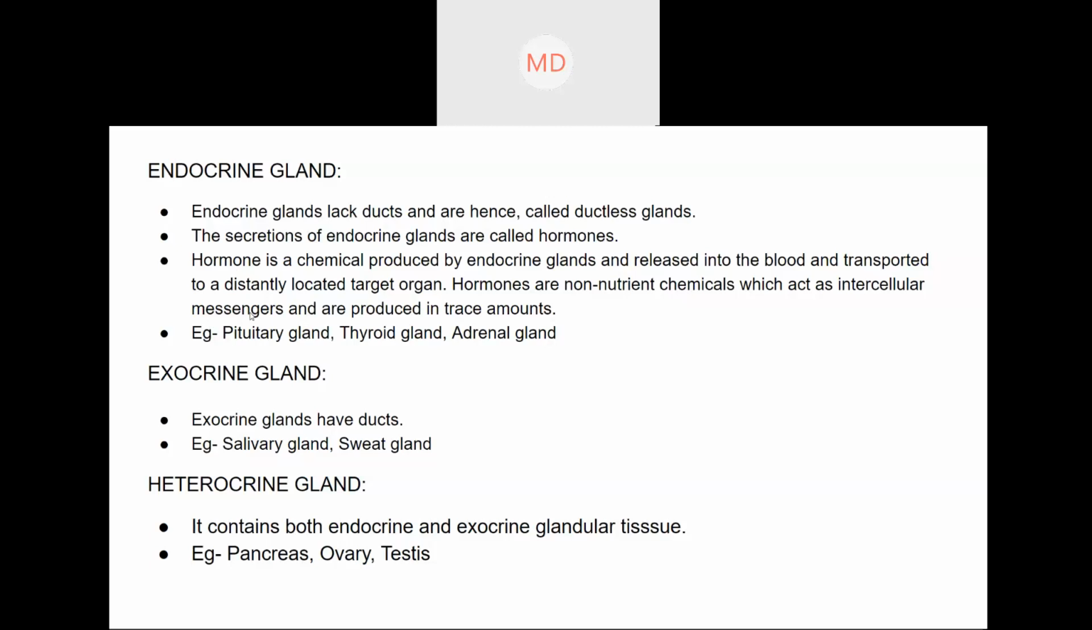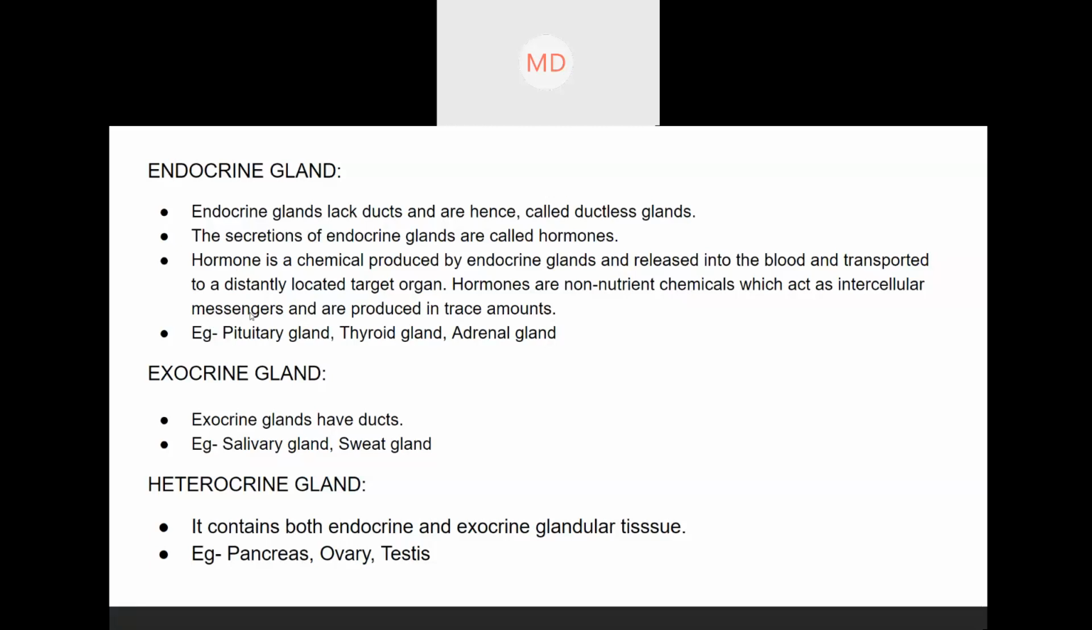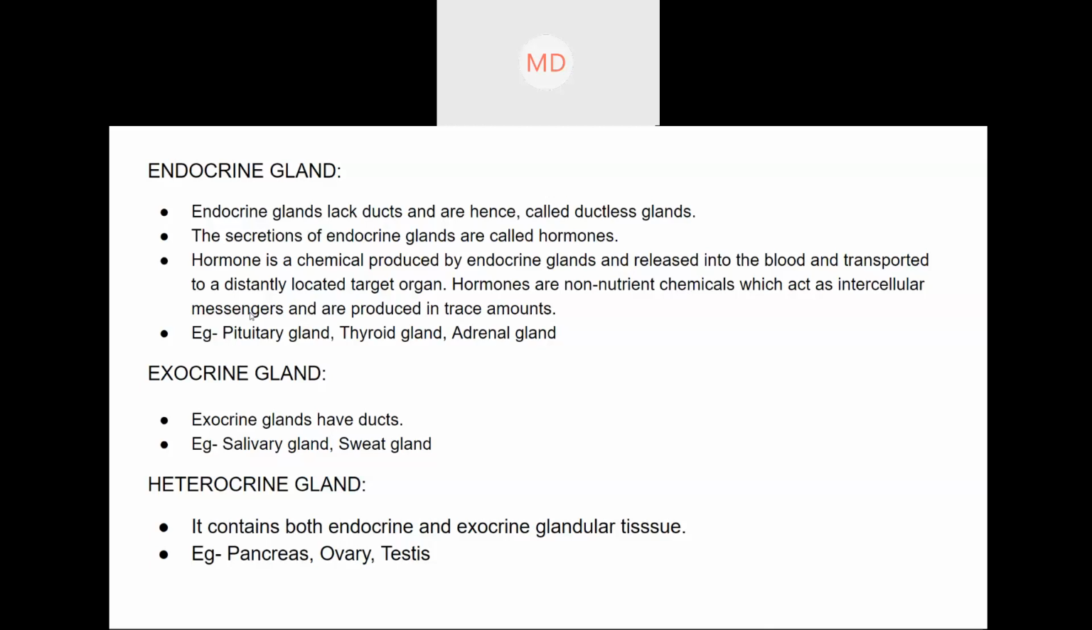Just remember these three things. First, the endocrine glands do not have any ducts, and that is why they are known as ductless glands. Second, the endocrine glands form hormones. Third, the hormones are nothing but chemical messengers. Keep these three things in mind. Next is examples.